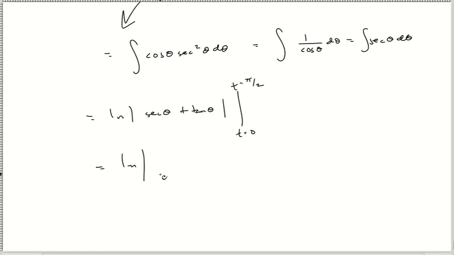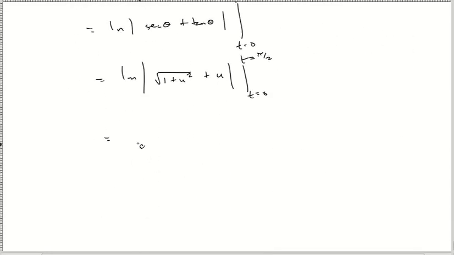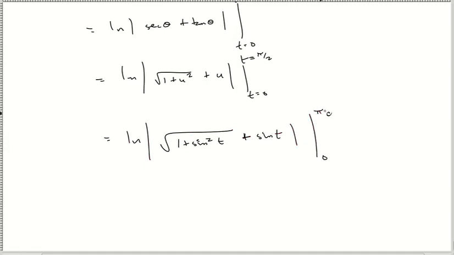What I end up with here, I'm just going to go ahead and give it to you, is 1 plus u squared plus u. Again, though, this is still t equals 0 to t equals pi over 2. And so I've got to go and convert my u back. I think it was a sine, wasn't it? Yeah, it was a sine. And so then I've got my sine squared here. Got a sine right there from now finally 0 to pi over 2.